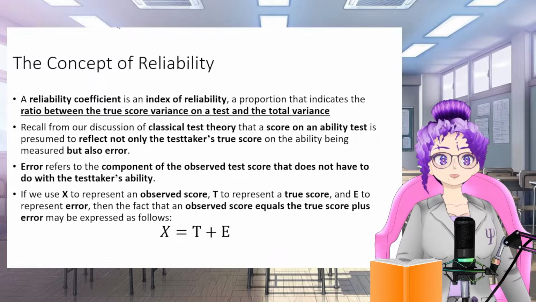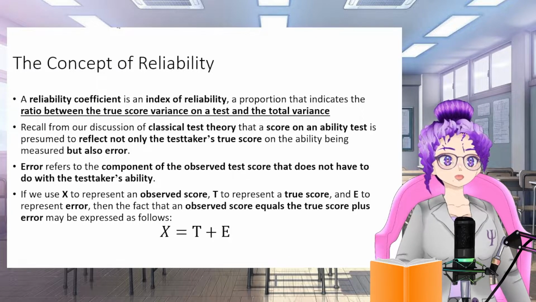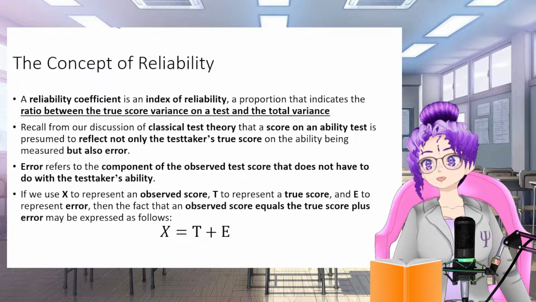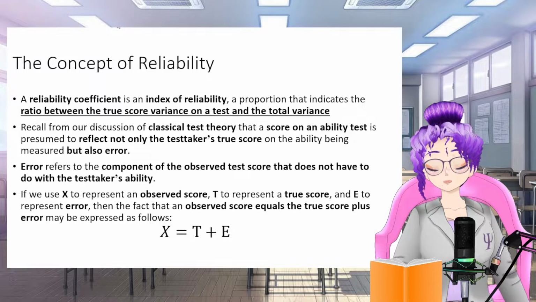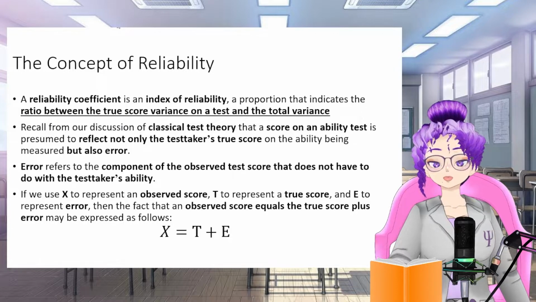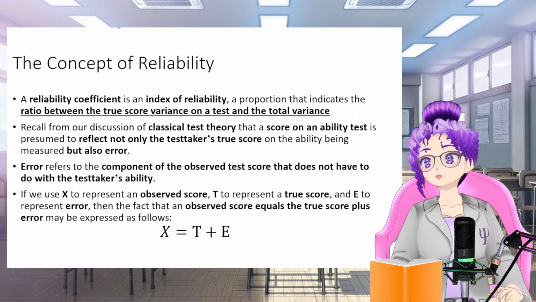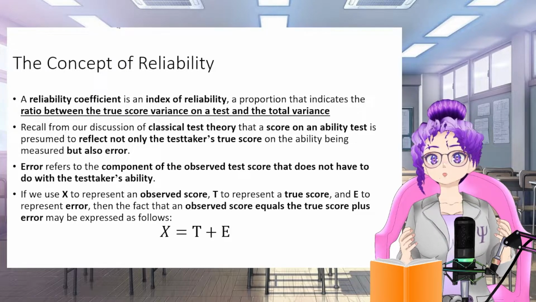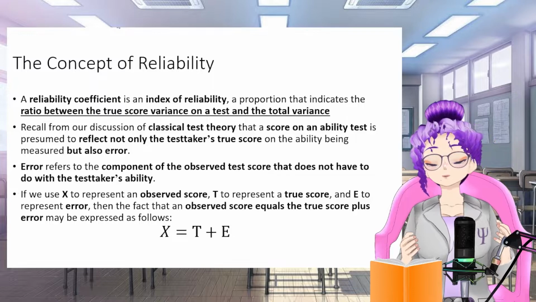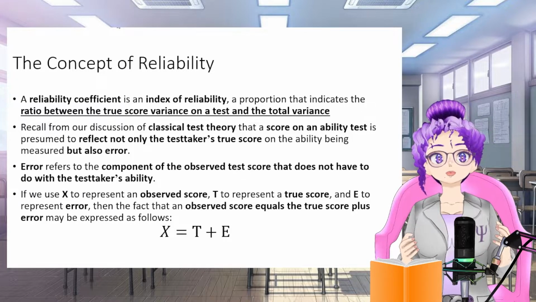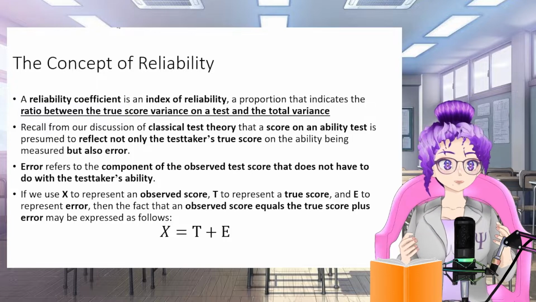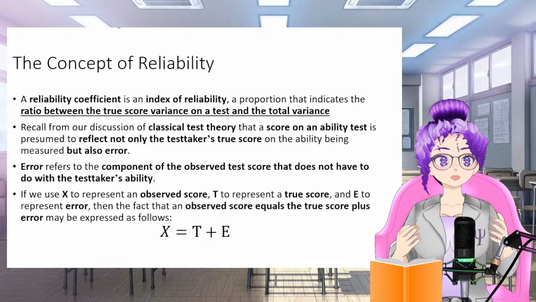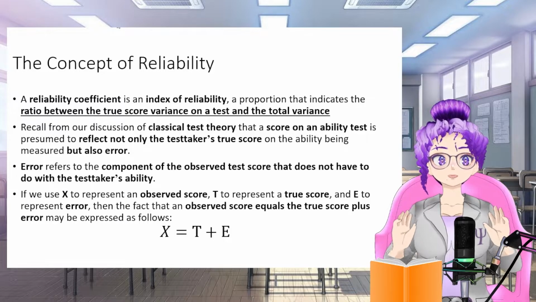So when we say error, these are variations or variables that are not related to what we are measuring. So error refers to the component of the observed test score that does not have anything to do with the test taker's ability. So if we use X to represent the observed score, T to represent the true score, and E to represent error, we can have a formula: X = T + E, or your observed score is equal to the true score plus error. So that's in essence the classical test theory.